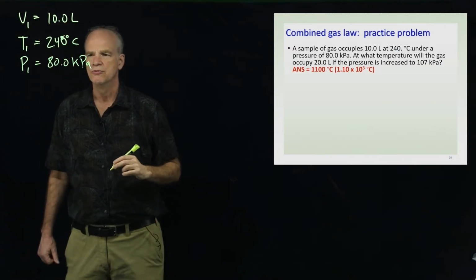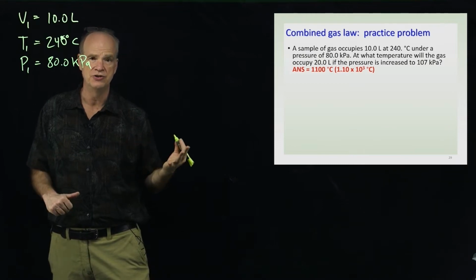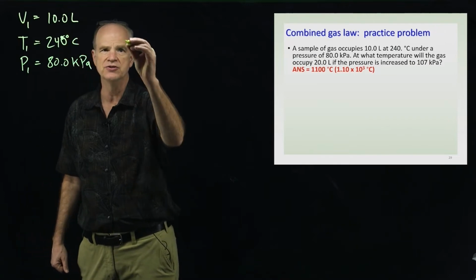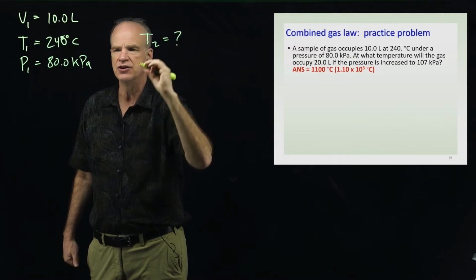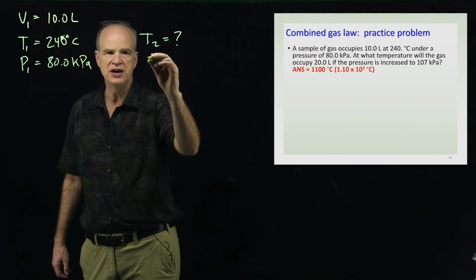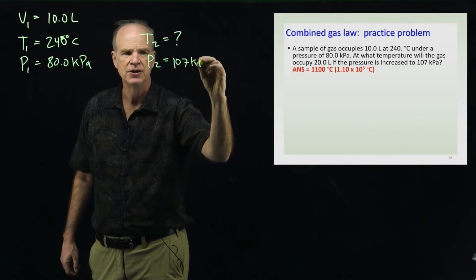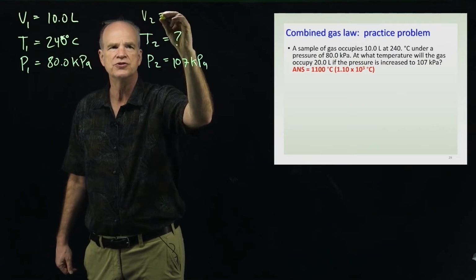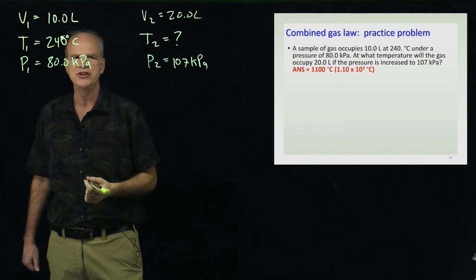Okay, let's see how we can define the variables in the new conditions that we're going to bring this gas to. It says at what temperature, so it looks like we're trying to find T2. That is the unknown in this problem. We have a new pressure, P2, which is 107 kilopascals, and a new volume, V2, which is 20.0 liters. So we're trying to find T2.